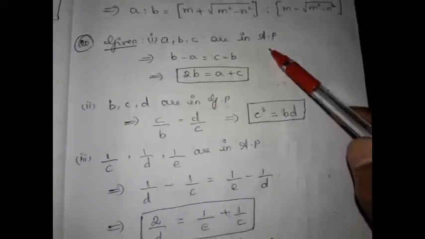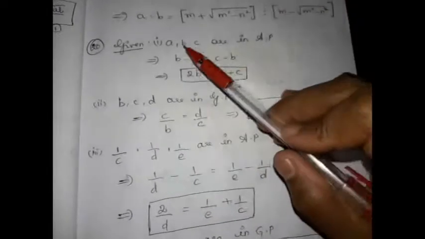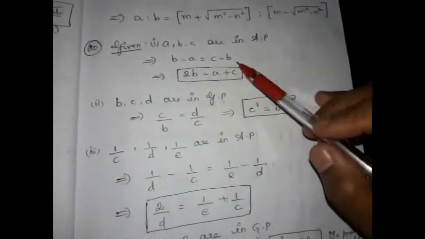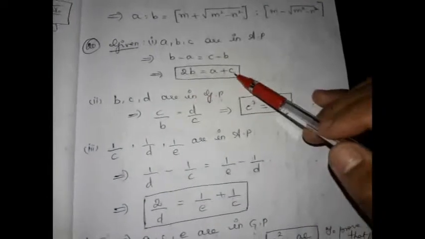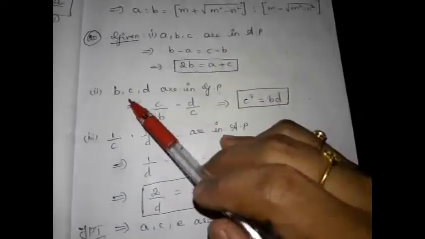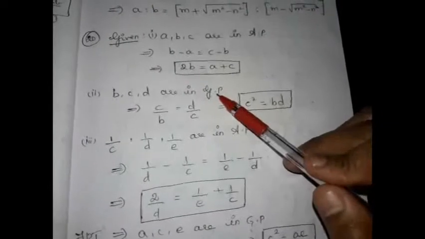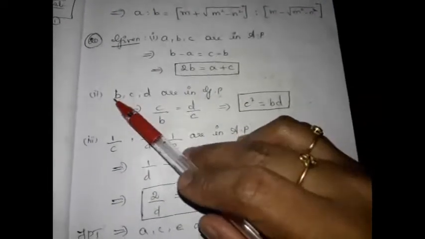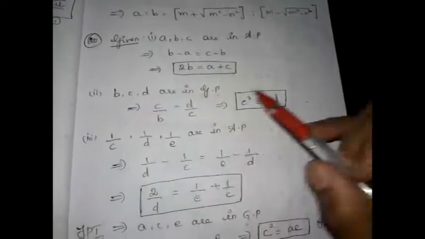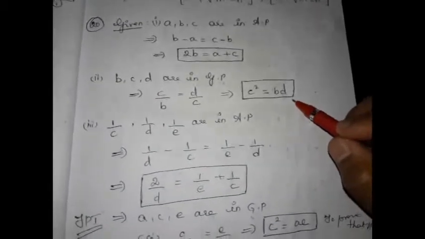So first step, it is given A, B, C are in AP. So what do you know immediately? They have a common difference. So B minus A equal to C minus B. From this we got 2B equal to A plus C. Keep it aside. Then it is given B, C, D are in GP. So what do you know? C by B is equal to D by C. So from this we got C square equal to BD.